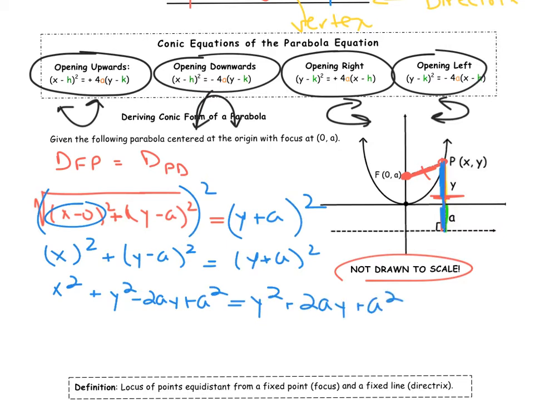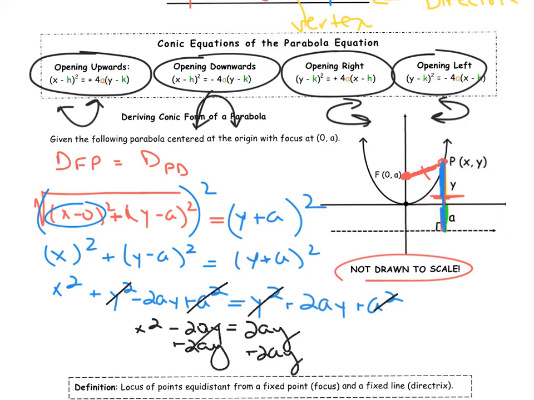a squared. Now, if you notice, on both sides of the equation, there's both a y squared and an a squared, and I'm left with x squared minus 2ay equals 2ay. Going to add over the 2ay, and I'm left with x squared equals 4ay.